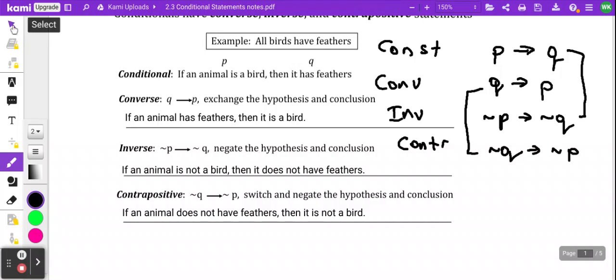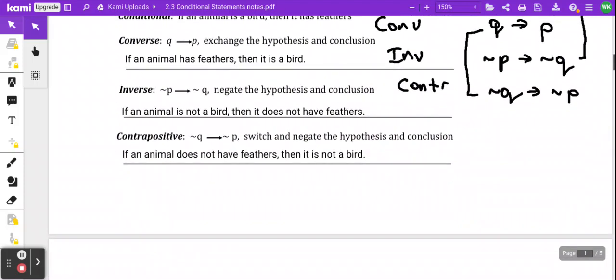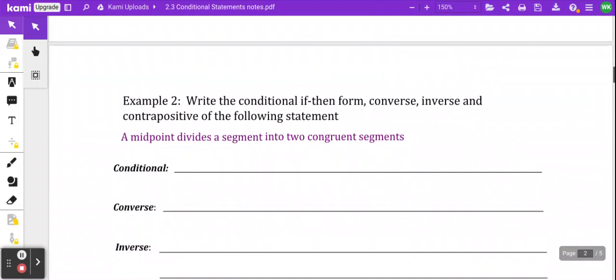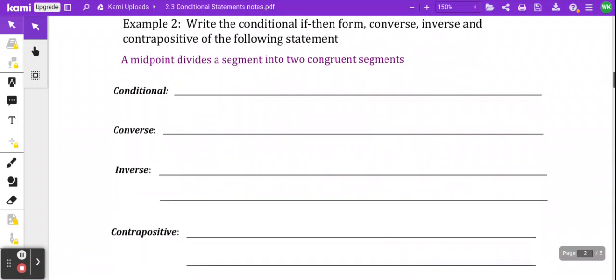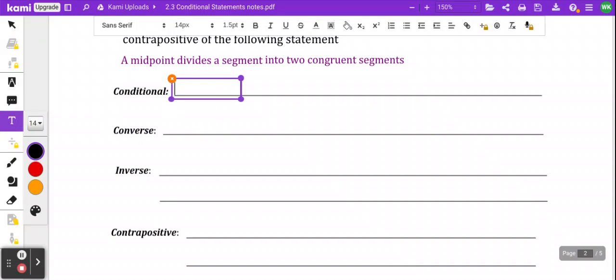What I would like you to do is try example number 2, maybe on your own, and then pause the video and see how you did. Again, your statements do not have to be written exactly the way I do it, but they should be really, really close. So I have a statement: a midpoint divides a segment into two congruent parts. I am going to rewrite this statement in if and then form.